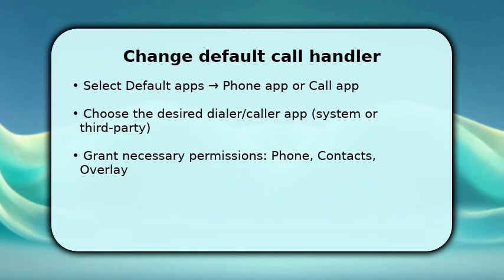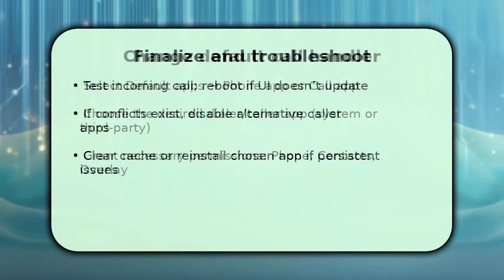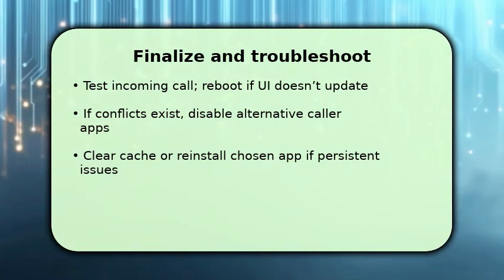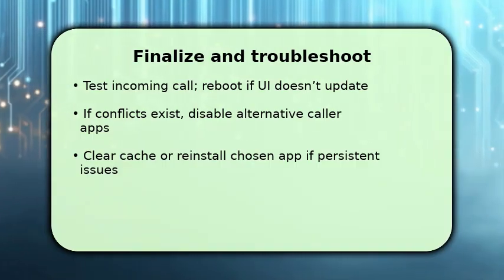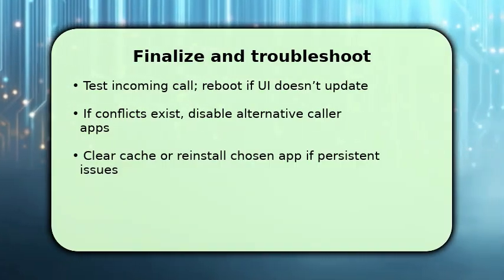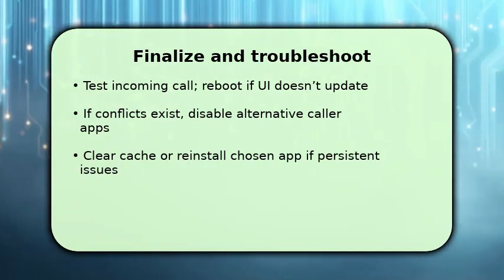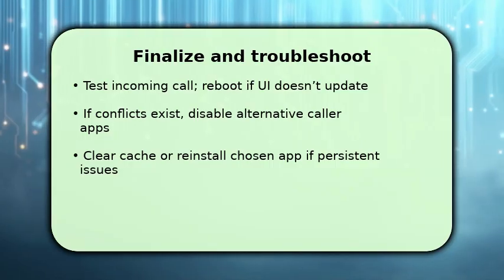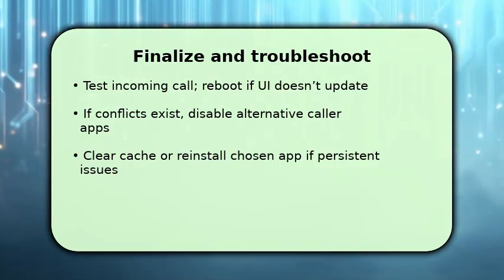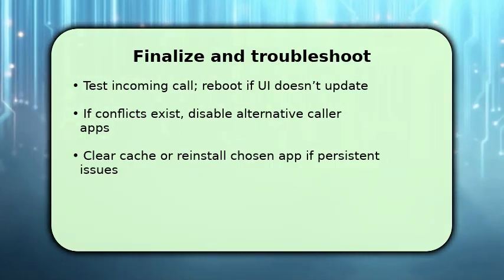To finish, place a test incoming call and observe the new screen. If it doesn't appear, reboot the phone to force the system to reload defaults. If multiple caller apps are active, disable or uninstall extras so the system stops conflicting. This avoids ambiguous handlers. If problems persist, clear the chosen app's cache or reinstall it to reset settings.